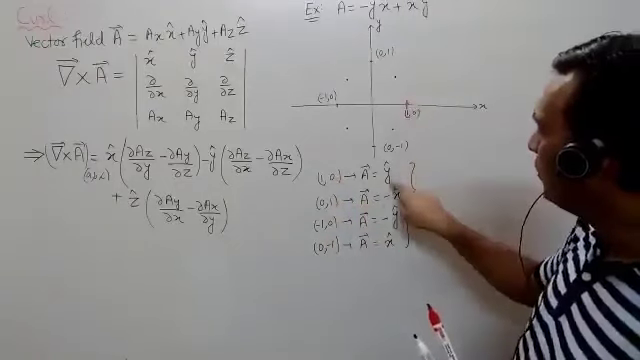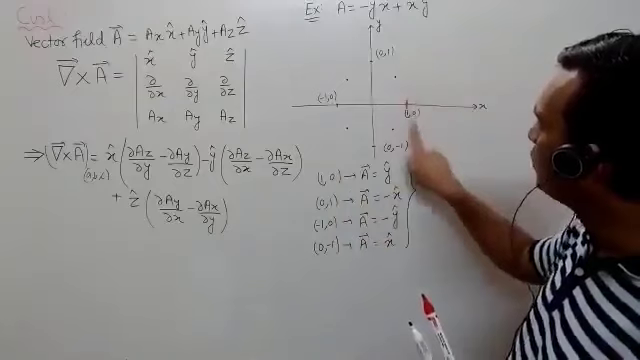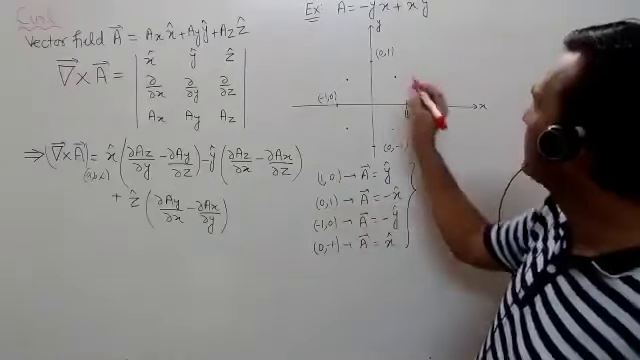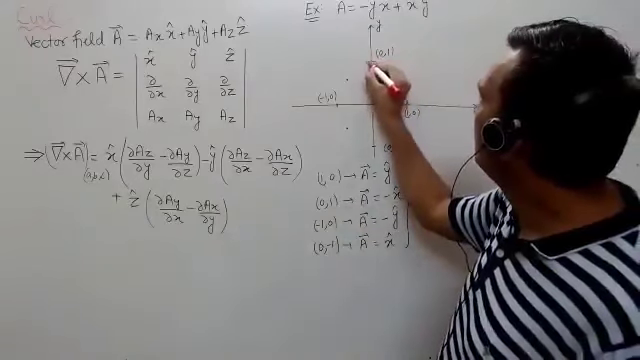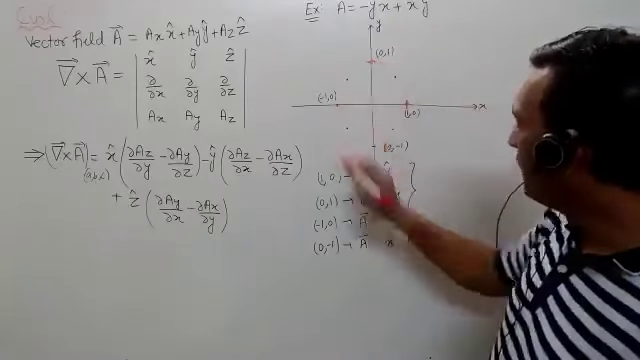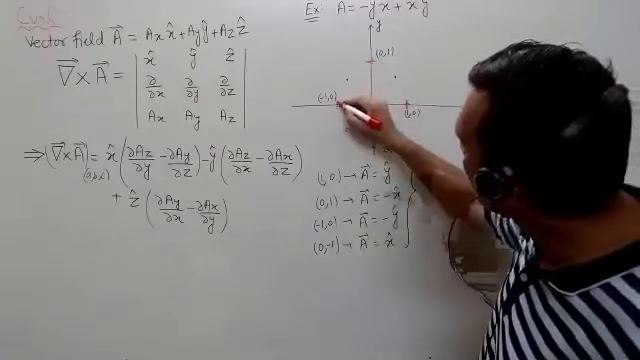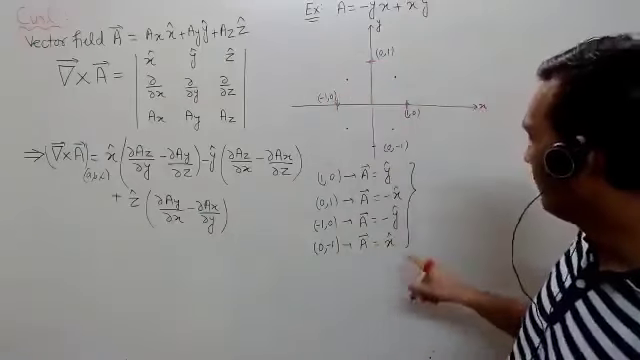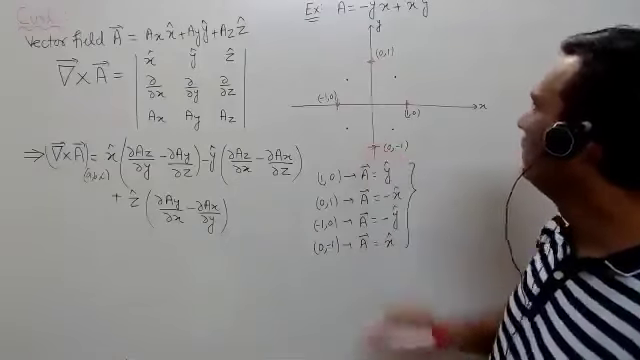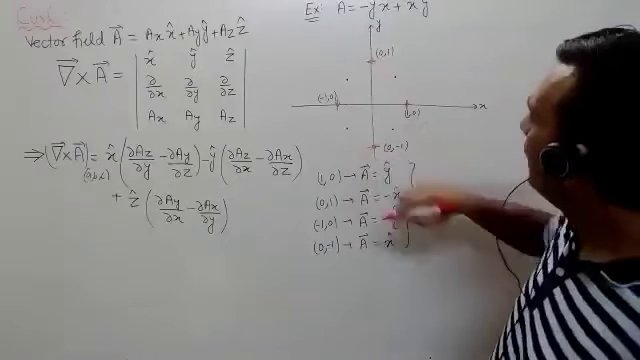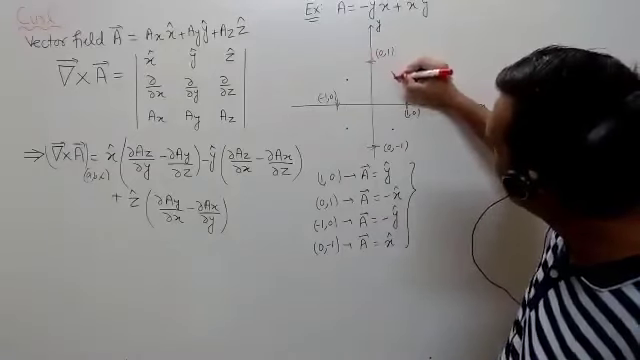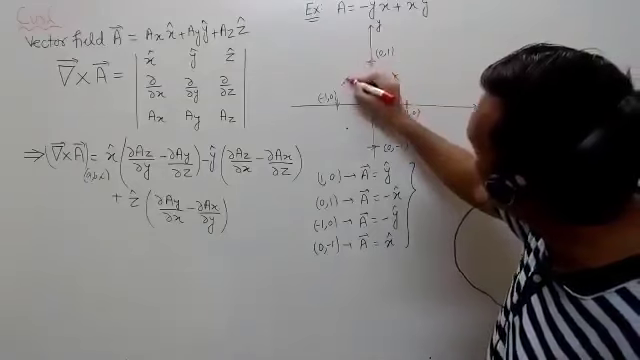So at 1, 0, y cap. So I have represented by this magnitude, direction is y cap. At 0, 1, minus x cap. So same magnitude, but direction is minus x cap. At minus 1, 0, minus y cap. So this direction is minus y cap. At 0, minus 1, x cap. So you can see the arrow. Similarly, if you take other points in between, you will get this form that you have to plot at different points.